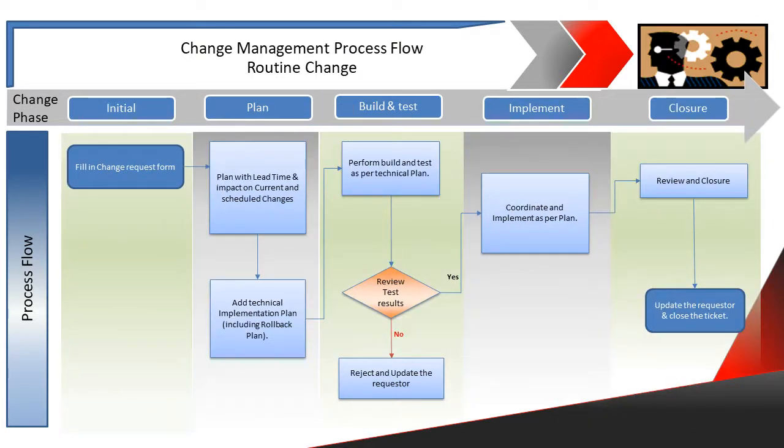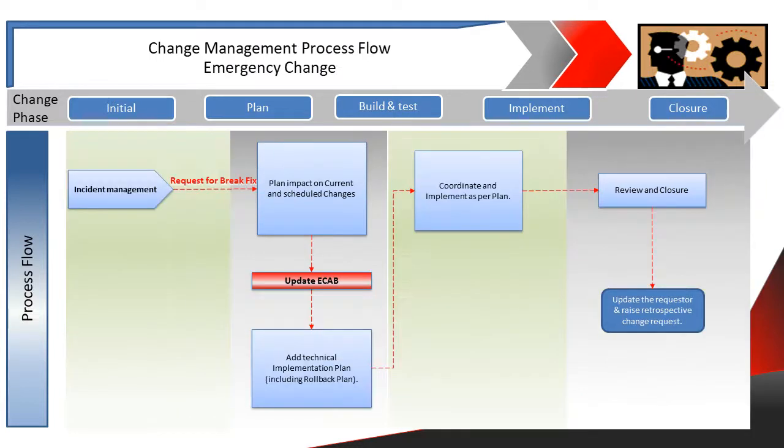This is the process flow for the routine change. It has just the initial stage. It is planned, built, tested, and implemented. There's no CAB required here, and it is just closed. It's a pre-approved change. For emergency change, incident management gives an input. Since there is a request for break fix, it is implemented. There's an ECAB wherein immediate approvals are taken and the change is implemented. The change request is documented as a retrospective change. So later, whatever was implemented or done can be discussed in a CAB.